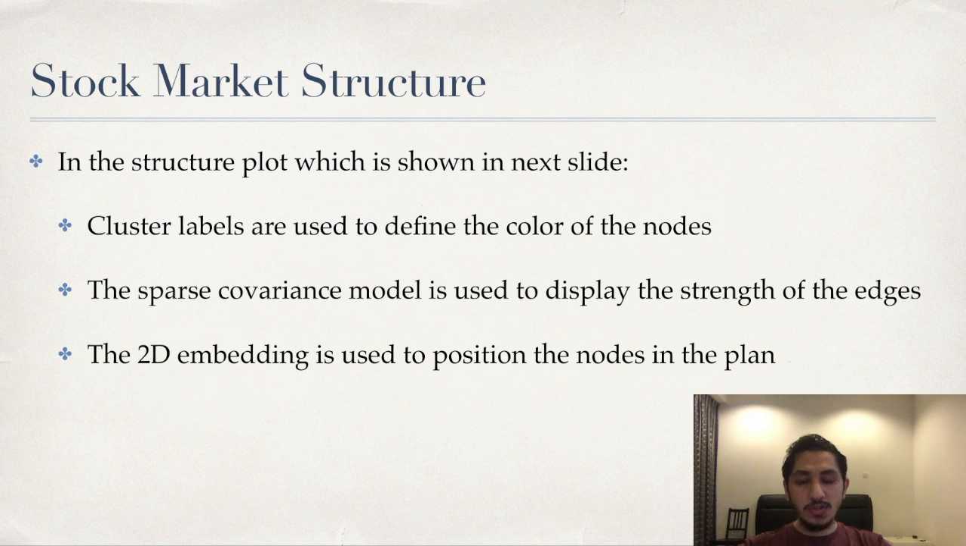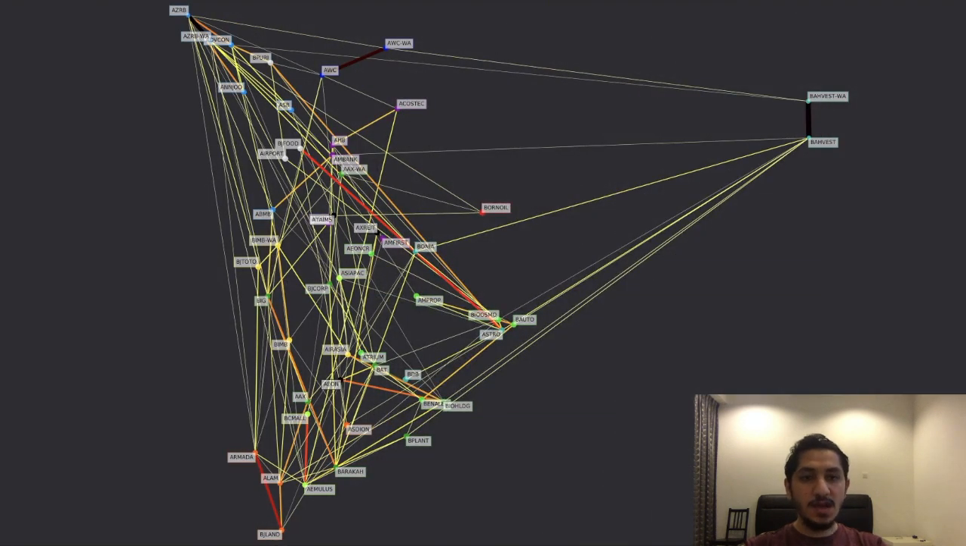In the plot that we will show now, the color of the nodes represents the cluster, and the edges between nodes represent how stocks are conditionally correlated on other stocks, and the position of the nodes is obtained from the 2D embedding. Here is the plot of the structure of the market. Let's see a more clear one.